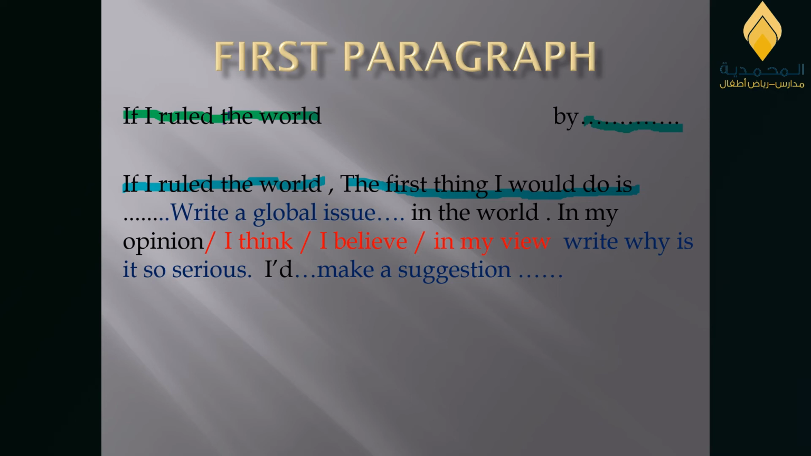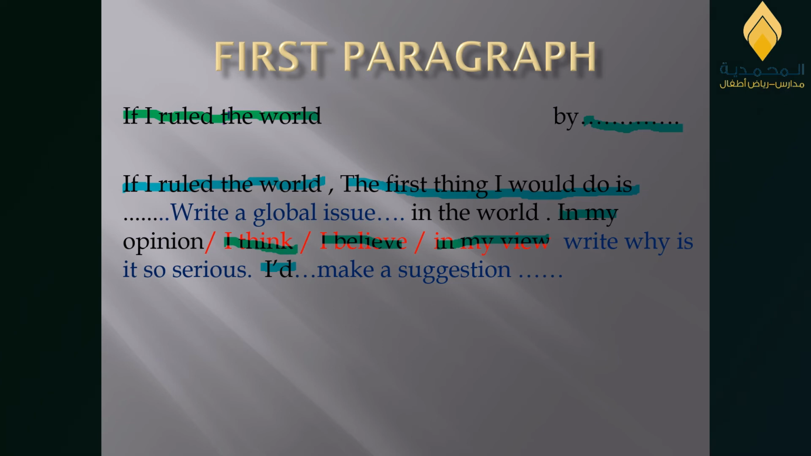After that you say why you picked that topic. So now you express why you picked it. You can say it using in my opinion, you can use I think, you can use I believe, you can use in my view, okay? And as I said, you have to tell us why it is serious for you. The final sentence of the paragraph, you start with I'd and make a suggestion. Make a suggestion of how we could overcome that global issue.